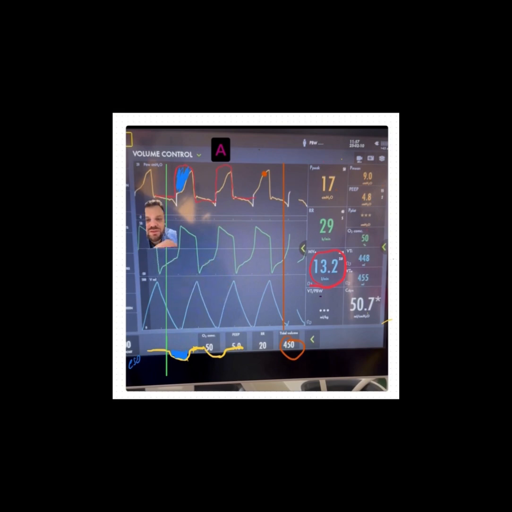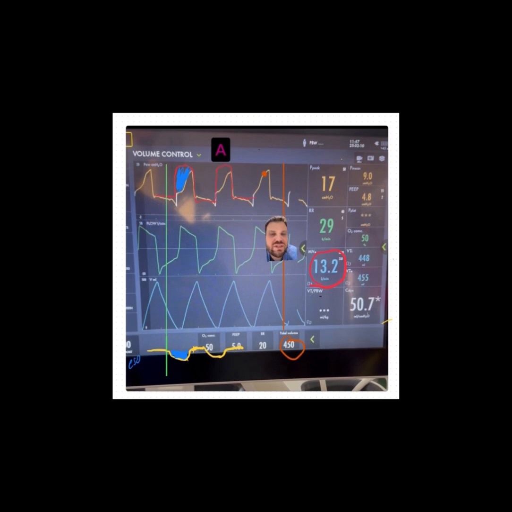So the other thing we can see in this tracing is that even though the patient is triggering each breath, you can imagine that that orange line starts to dip downward even before the vent fires. So it starts to dip down, I think, somewhere where the green line is. So what we call that is a delayed trigger. Now, there could be delayed trigger for a lot of reasons, but one of those reasons could be auto PEEP.